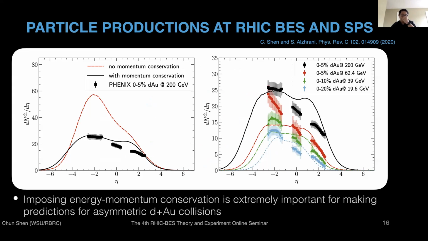So one serious test of this model is going to asymmetric systems, like small systems such as D-Gold, where the projectile and the target are highly asymmetric. On the left-hand side, I show you that if you don't impose the momentum conservation along the longitudinal direction, you will largely overestimate the production of particles at the middle rapidity compared to the one where you impose it. And believe it or not, these two calculations are tuned to the same total collision energy. But you can see that the particle production in the middle rapidity differs by about a factor of 2.